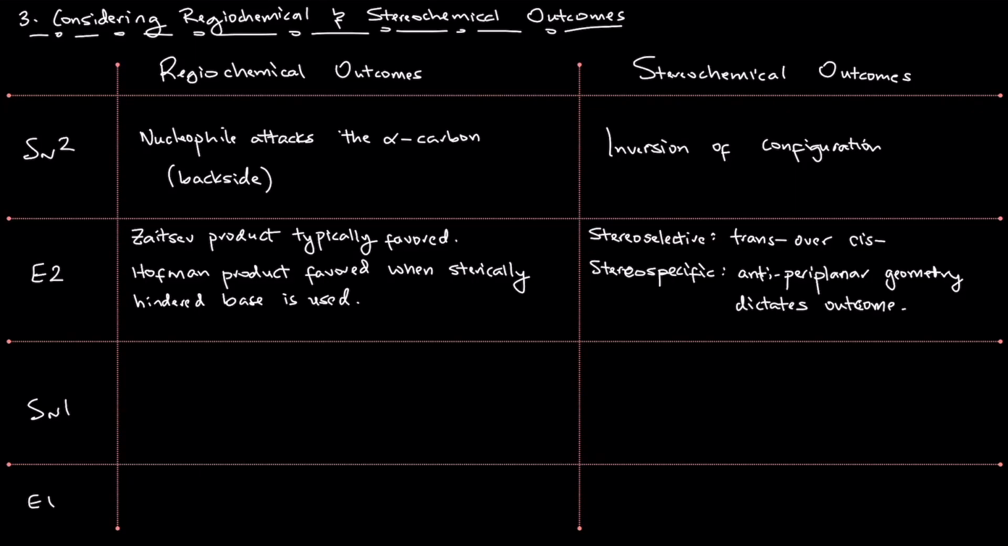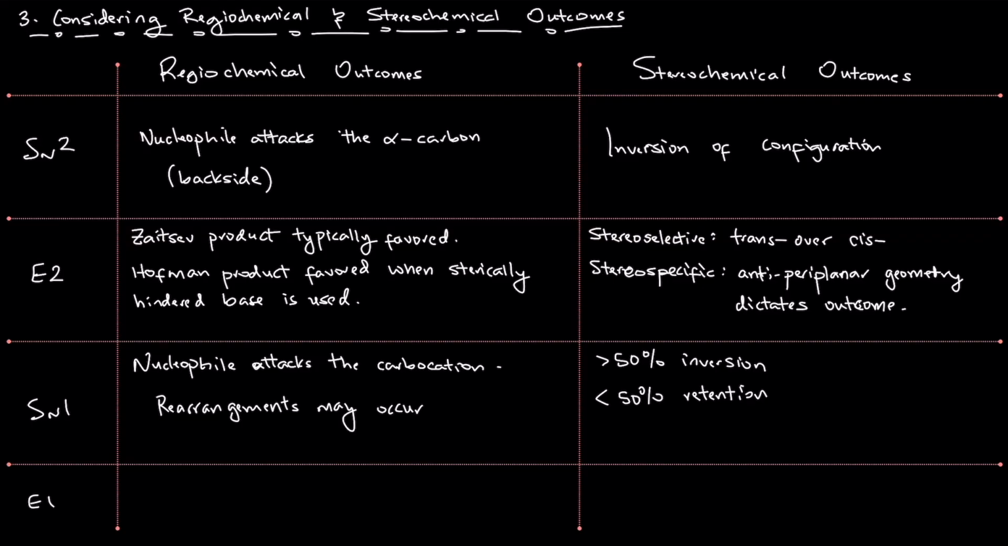And the reaction is stereospecific, and that comes from the anti-periplanar geometry in the transition state, which dictates the stereochemical outcome of your alkene. For an SN1 reaction, the nucleophile attacks the carbocation, and rearrangements may occur, which would ultimately affect the regiochemical outcome of your product. For the stereochemical outcome, just over half of your product would be the inverted configuration, and just below half will be the retained configuration. So we may say that the product mixture is almost racemic.